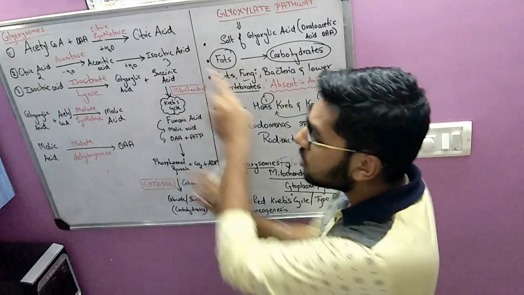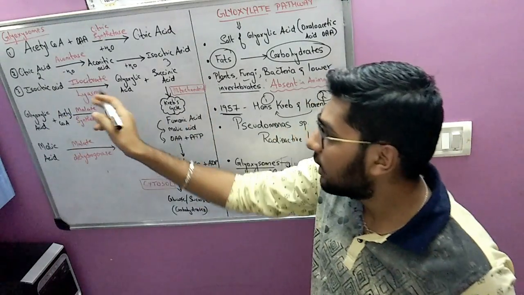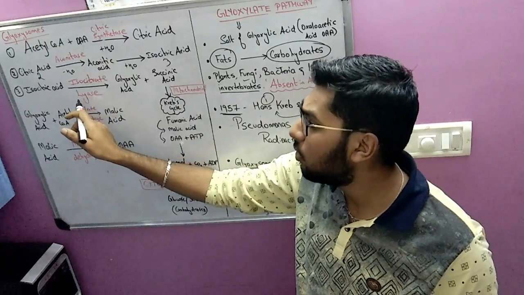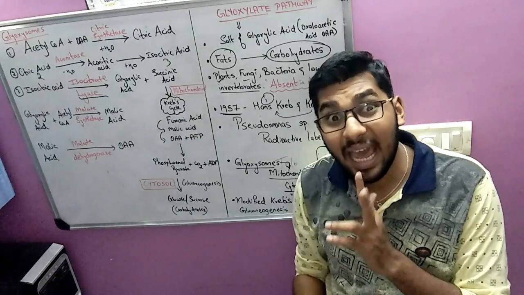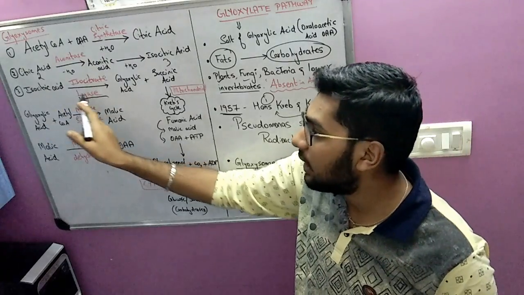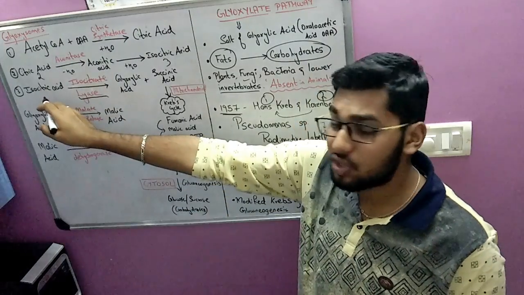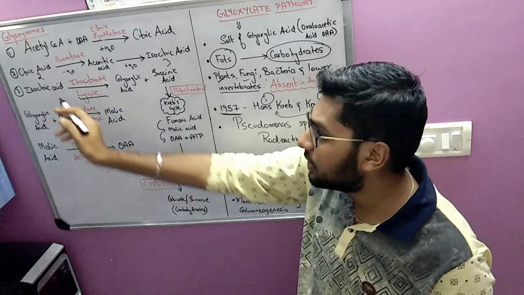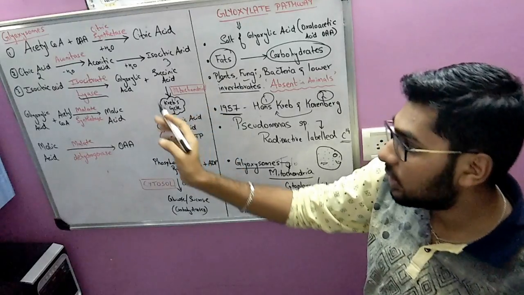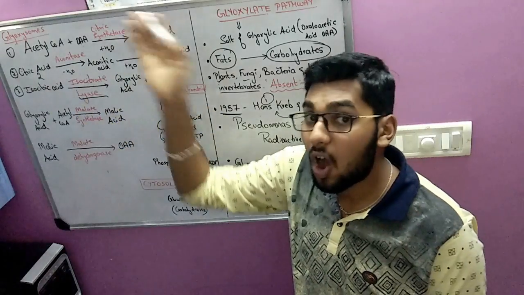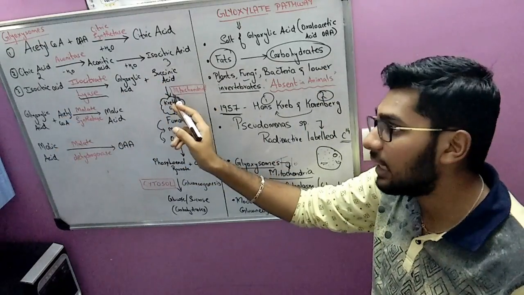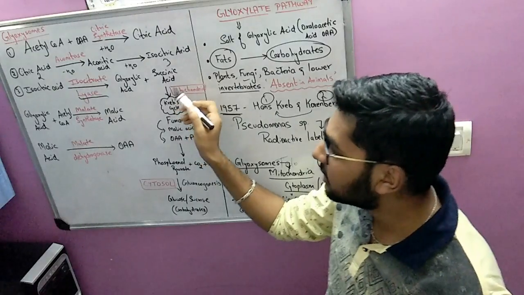Now what happens? This isocitric acid is cleaved by an enzyme isocitrate lyase. So the enzyme name itself, as I said above, lyase means lysis, to cut or to break. So this isocitrate lyase cleaves or breaks isocitric acid into glyoxylic acid and succinic acid. What happens next? The succinic acid will come later.